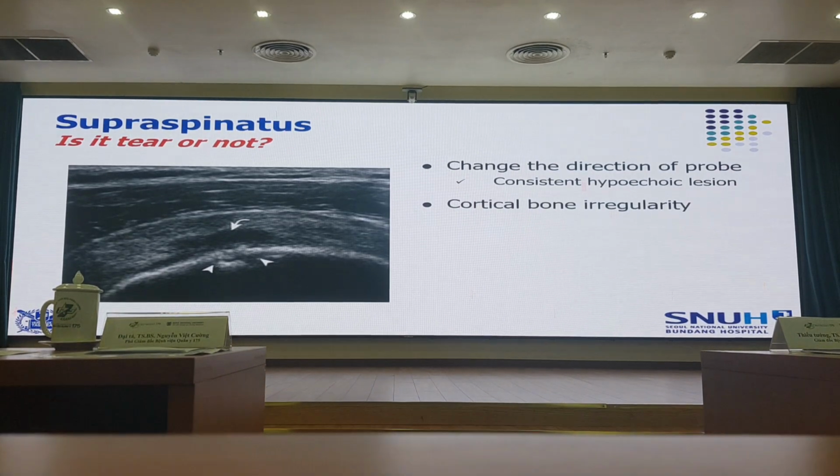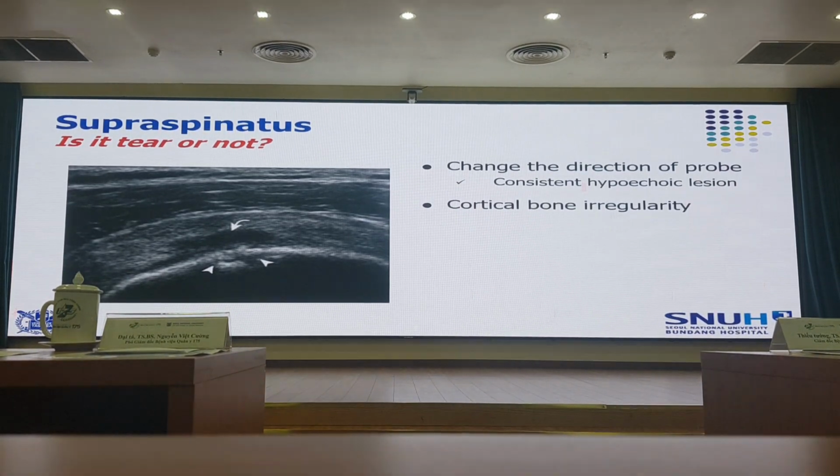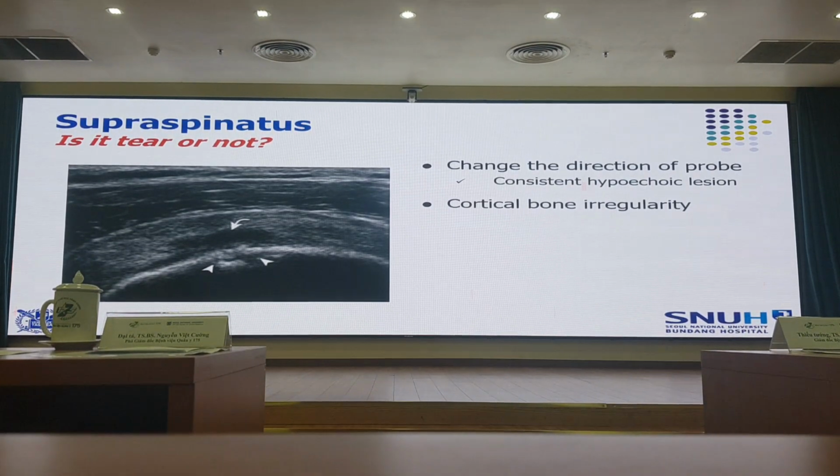Và cái thứ hai là chúng ta có thể là đánh giá được xem là cái bề mặt của cái xương ấy nó có đồng đều hay không. Nếu mà các bạn nhìn thấy cái bề mặt của xương ở phía dưới của cái điểm bám của cái cơ trên gai mà nó không đồng đều nữa thì đấy cũng là một cái tín hiệu của cái rách chóp xoay.